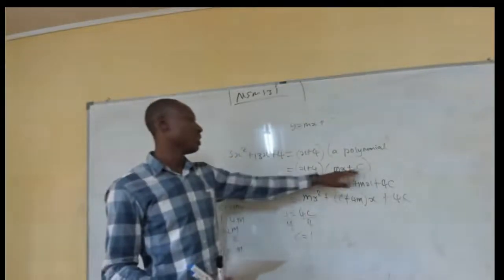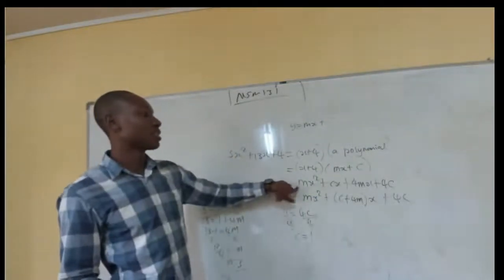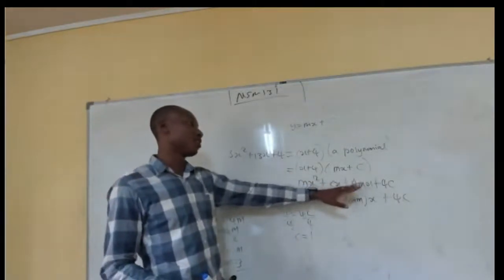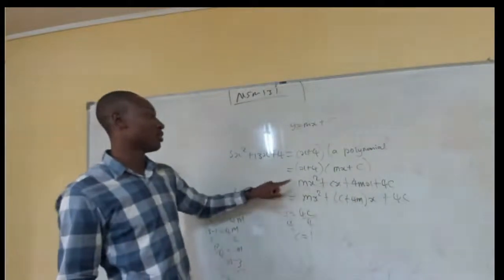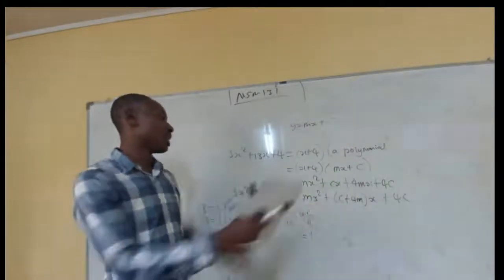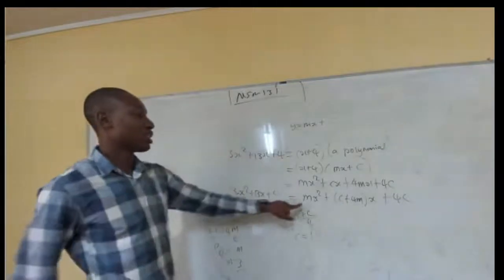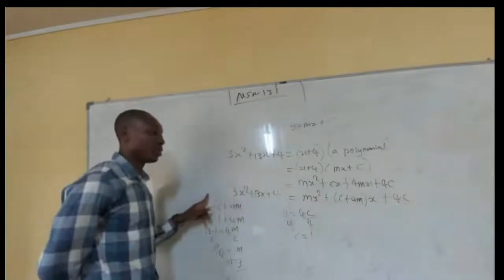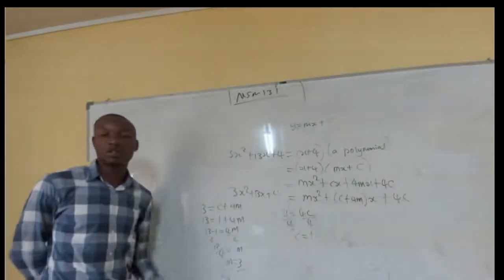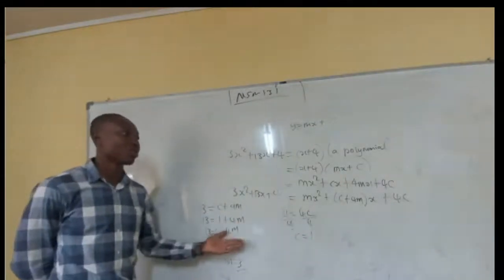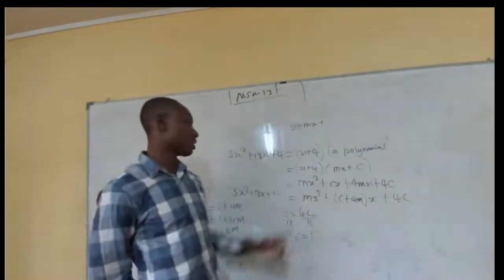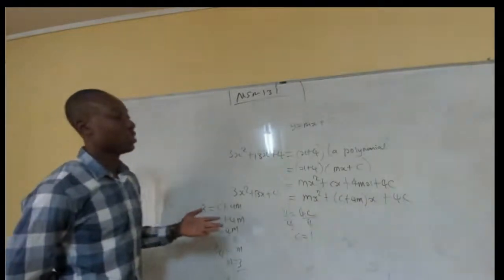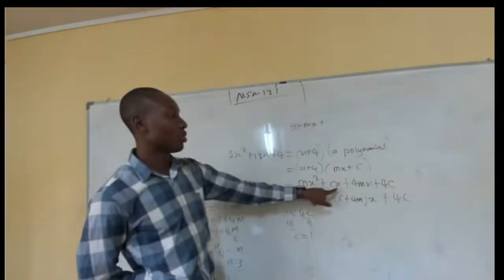If I expand this, you notice that we have mx squared plus cx plus 4mx plus 4c. So this is what you have. If you compare the right hand side and the left hand side, you notice that the value of m is actually 3. So I didn't need to solve all this. All I needed to state was that m is equal to 3. So the coefficient of x is actually 3.